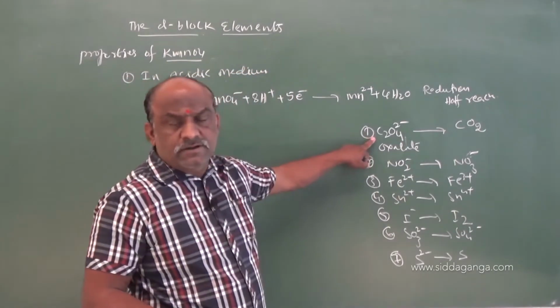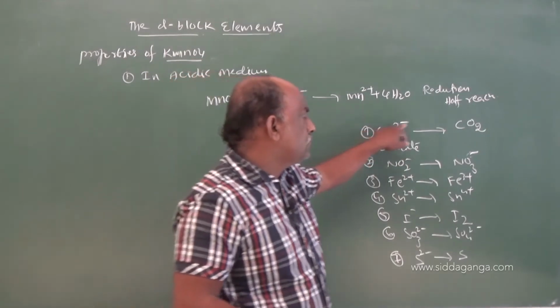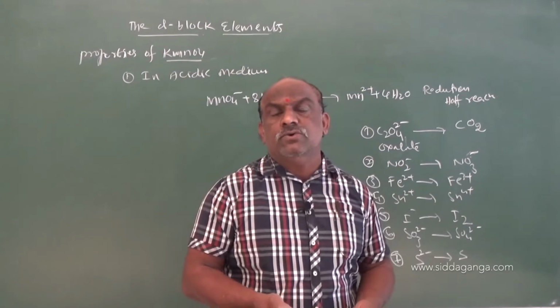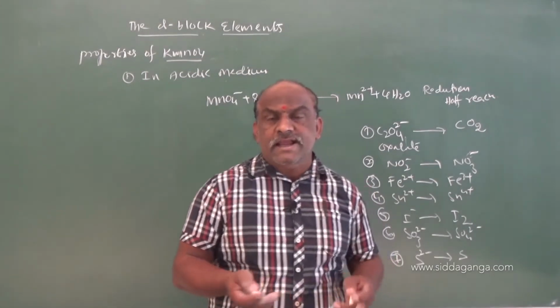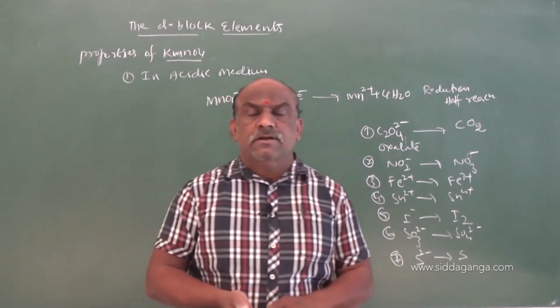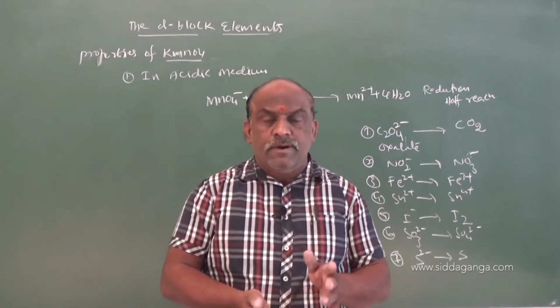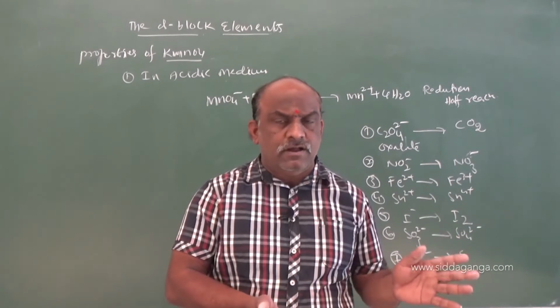Number 1 is C2O4 2 minus oxidized to what? CO2. Oxalate ions are oxidized to carbon dioxide. Oxalic acid oxidized to carbon dioxide. This was one of the volumetric experiments in the laboratory. Already most of the students have done it.